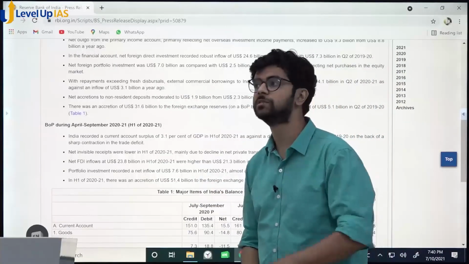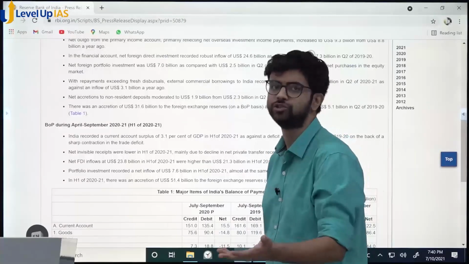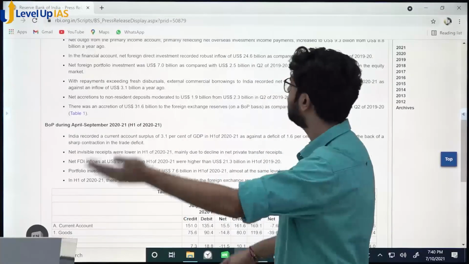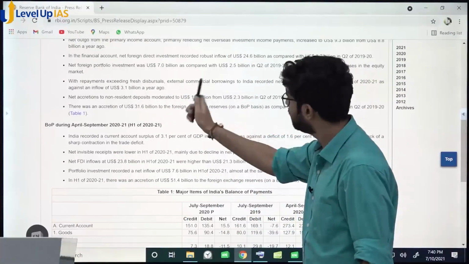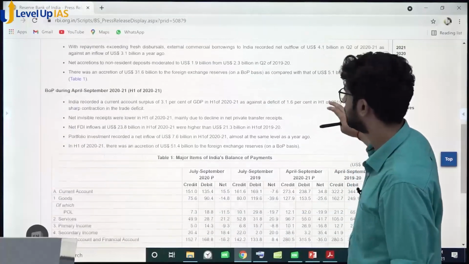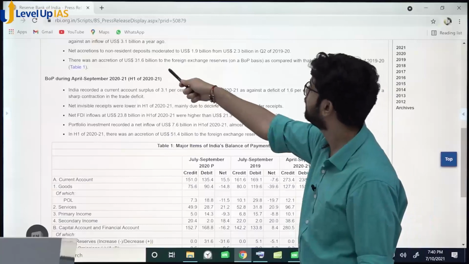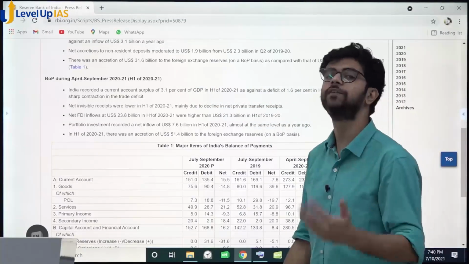Fresh disbursal means disbursal of loans from that bank to Indians. Disburse means to launch or to release. Okay? So repayment is exceeding disbursal of loans. Recorded net outflow. Non-resident deposits, accretion, foreign exchange reserves, etc. There was an accretion of 31.6 billion to the foreign exchange reserves as compared to that. So we accumulated foreign exchange reserves.